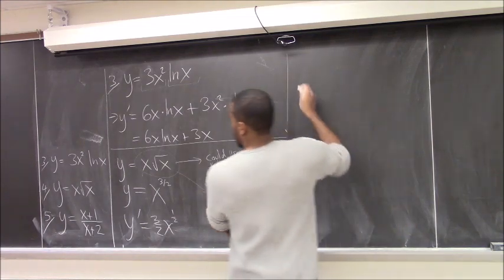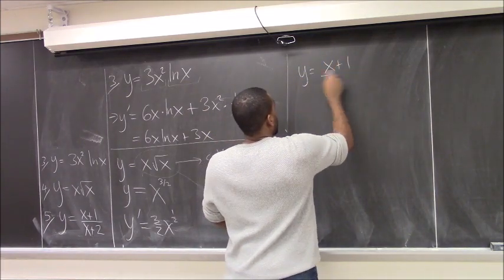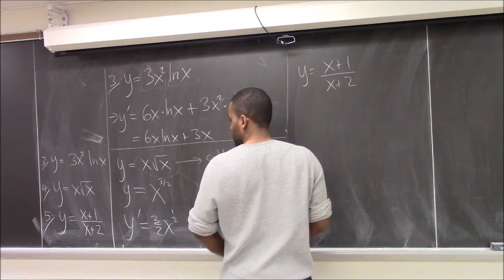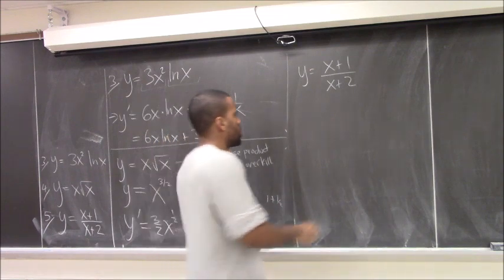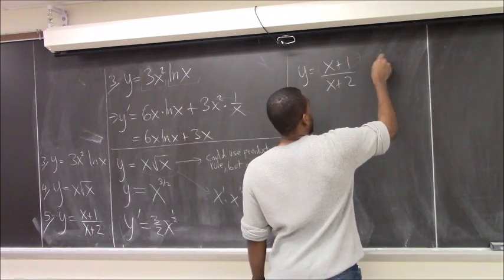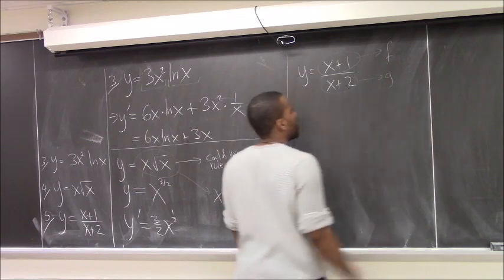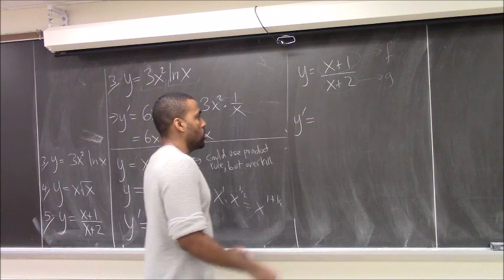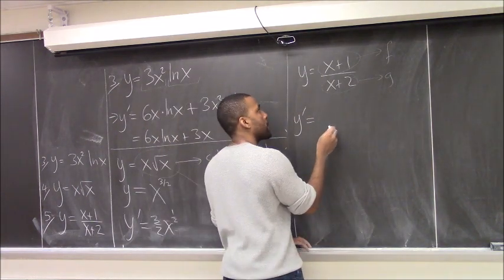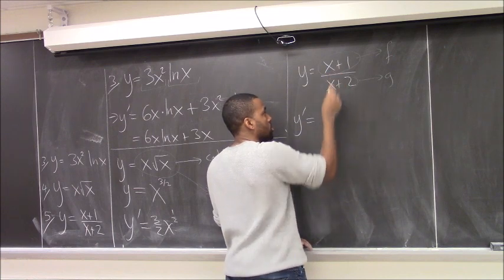Try this one, x plus 1 over x plus 2. You can do the quotient rule. I'm not sure if you need the chain rule. So you'd say the top is f, the bottom you call g. So what do we have? It's the bottom times the derivative of the top, so the derivative of f, which is?